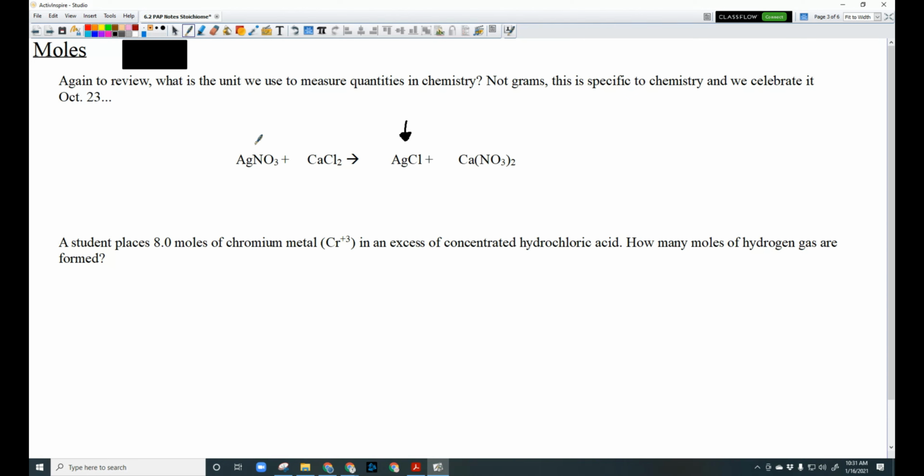Okay, so let's go ahead and balance this equation. Let's start with silver here. We have one silver here, one silver on this side. Okay, so we're good with that.